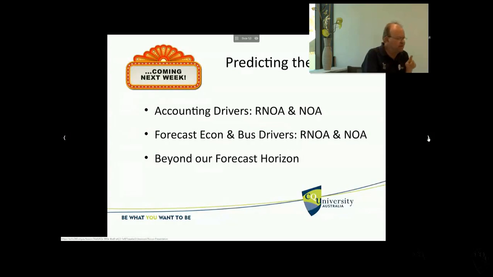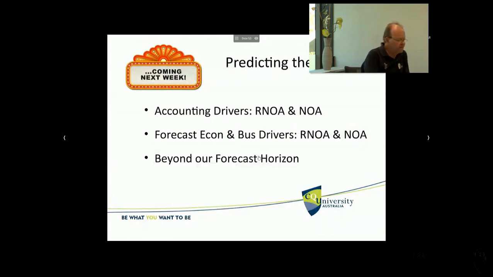And then what we'll be doing, building on understanding the past, which is what we've been looking at, particularly the last 3 weeks, we're going to be focusing on accounting drivers: return on net operating assets and net operating assets, plus breaking them up a bit into profit margin, asset turnover, sales and sales growth. Some of your firms are talking about wanting to grow certain aspects of their business. So we're going to drill down into those accounting drivers, connect them to the economic and business drivers of our firm. What's driving return on net operating assets, net operating assets?